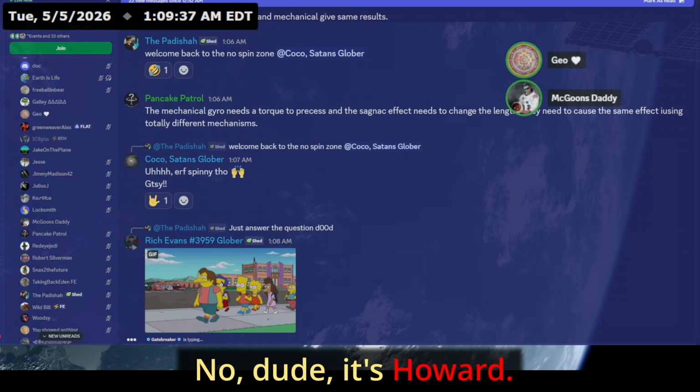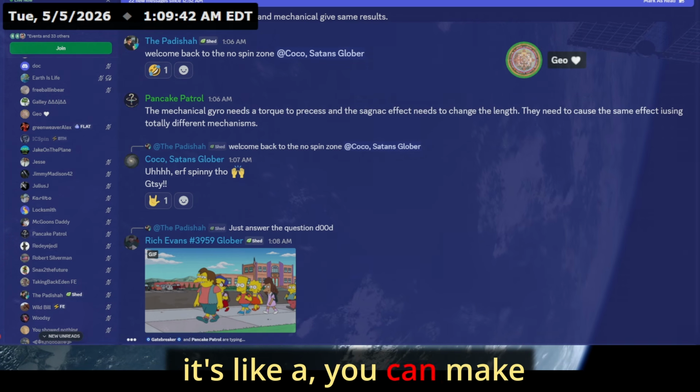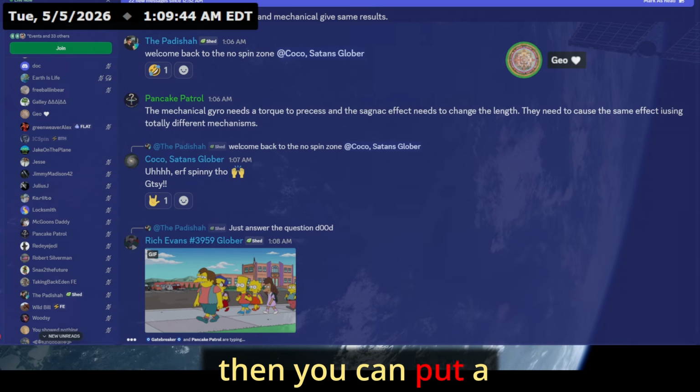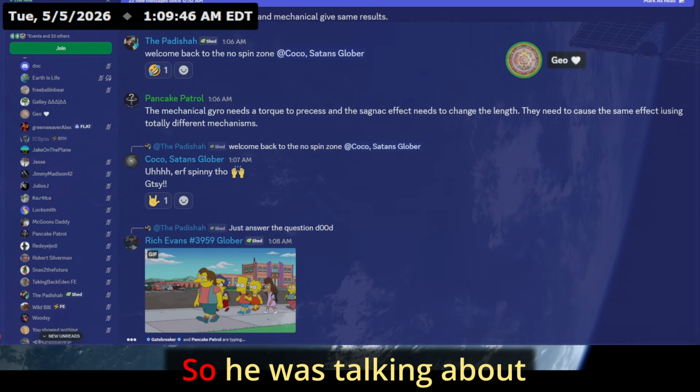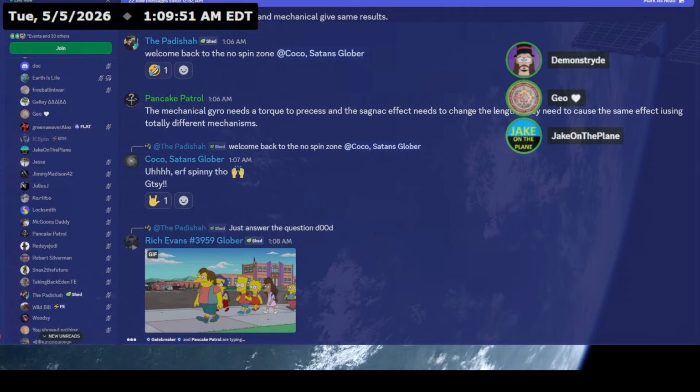No, dude, I understand. Jake had brought up the one where you can make it with a little piece of paper, and then you can put a little needle and float it in water. So he was talking about picking it up that way. Well, I was talking about a child gyroscope.